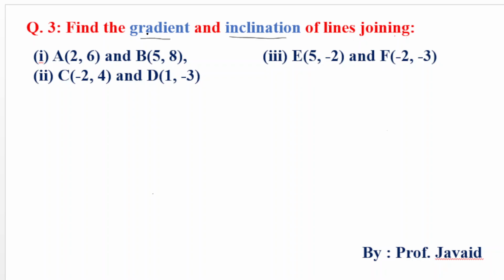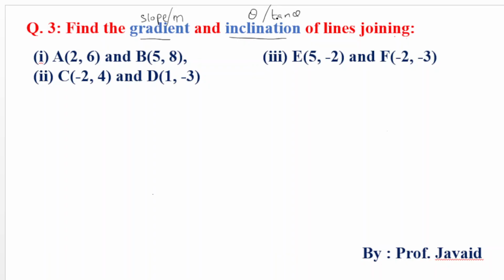Gradient is basically slope, the other name, so no need to confuse. It is also denoted by m. And inclination is basically an angle, which will be equal to theta. We will use tan theta here. If two points are given, then how can we find the slope?